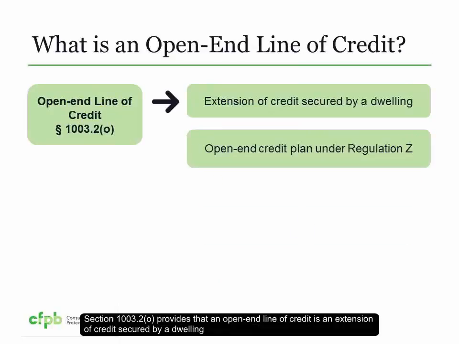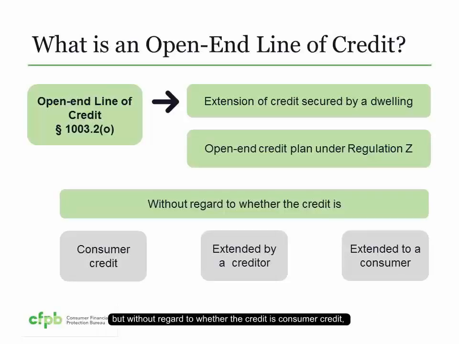Section 1003.2(o) provides that an open-end line of credit is an extension of credit secured by a dwelling and that is an open-end credit plan under Regulation Z, Section 1026.2(a)(20), but without regard to whether the credit is consumer credit, extended by a creditor, or extended to a consumer.